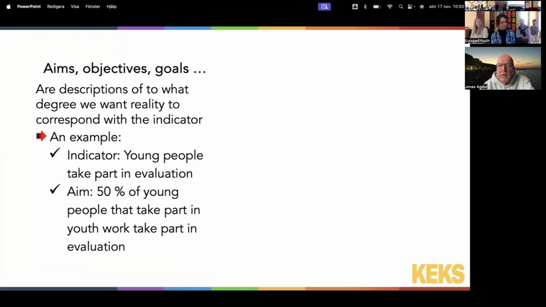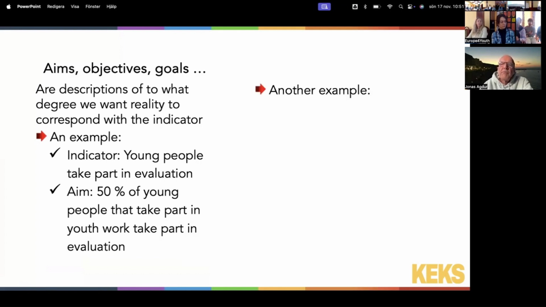You might say the aim is 75% of young people take part in youth work, take part in evaluation, or 25% or 100%, which would be unrealistic. But the aim is to what degree do we want to indicate? What do we think is a reasonable level of young people that take part in evaluation? I don't say that 50% is a reasonable level, it's just an example.